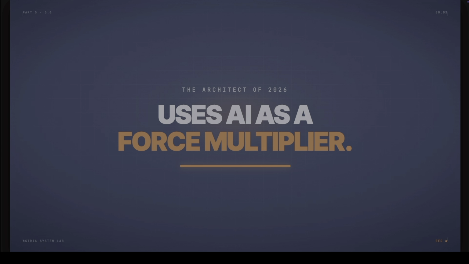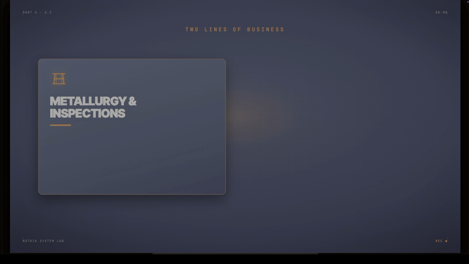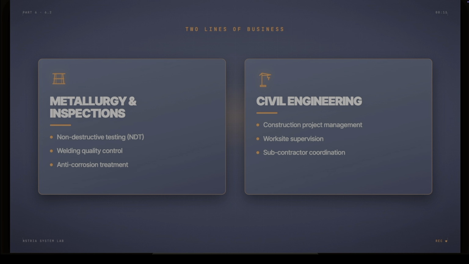The architect of 2026 isn't replaced by AI. The architect of 2026 uses AI as a force multiplier. That's how this channel works. Meet Mark Services, an industrial multi-services company with 2 lines of business: metallurgy and inspections, including non-destructive testing, welding quality control and anti-corrosion treatment, and civil engineering, construction, project management.